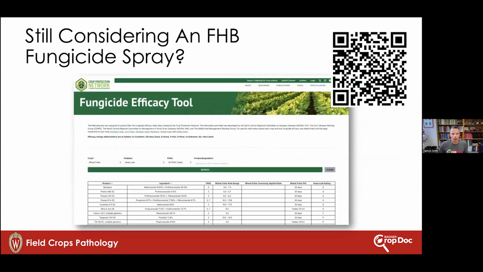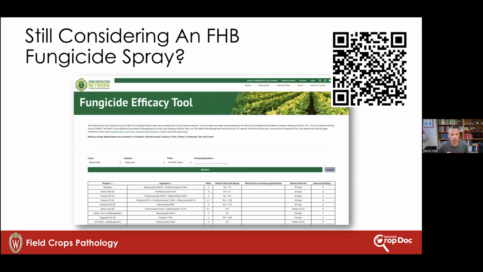Just a word about if you are going to spray: there's very few things to spray for fusarium head blight. That list is pretty small. You can pretty much keep it on one hand, and you can see those ratings. We do have this cool tool, the fungicide efficacy tool, at the Crop Protection Network. That QR code will take you to that tool, and you can look and see what's going on in terms of ratings. These ratings are based on basically consensus.